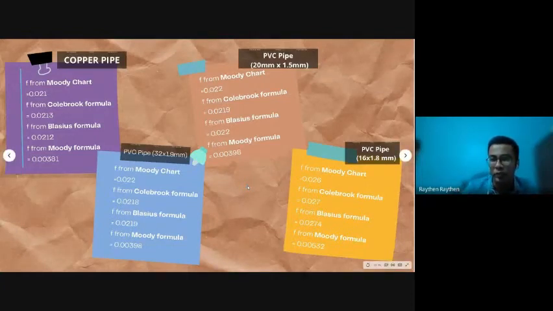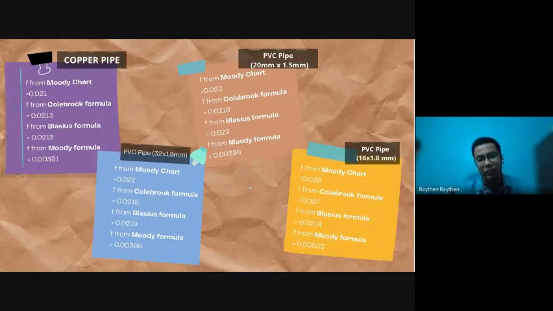20 millimeter times 1.5 millimeter length, we got the F value from the Moody chart will be 0.022. The Colebrook formula will give us 0.0219, the Blasius formula gave us 0.022, and Moody's formula gave us 0.00398. For PVC pipe with 32 times 1.9 millimeter length, from the Moody's chart we get 0.022. From the Colebrook formula we got 0.0218.